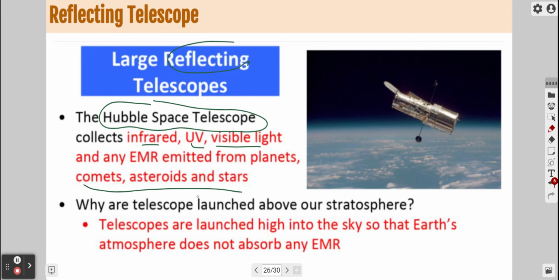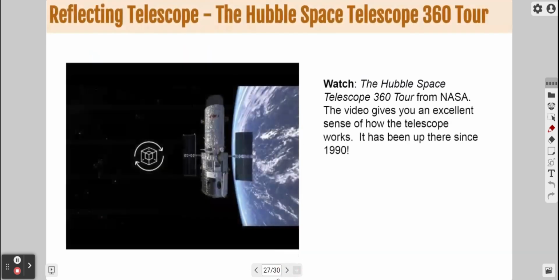And why is this the Hubble telescope? So this thing is obviously not on Earth, right? It's up in space. They're launched high into the sky so that Earth's atmosphere doesn't absorb any EMR, right? So they have to get above the atmosphere to get really good pictures. This video on the Hubble Space Telescope is a really good video. I suggest watching that one.